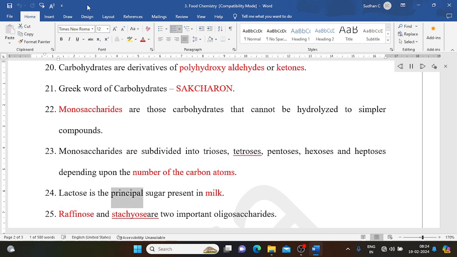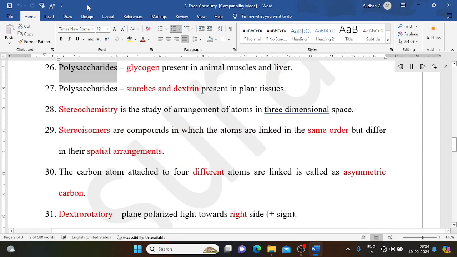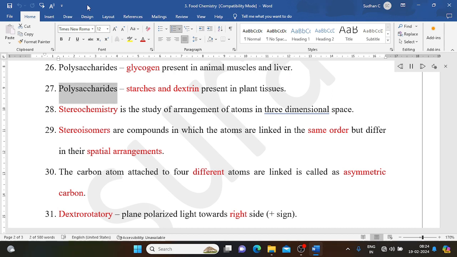Lactose is the principal sugar present in milk. Raffinose and stachyose are two important oligosaccharides. Polysaccharides: glycogen is present in animal muscles and liver. Polysaccharides: starches and dextrin are present in plant tissues.